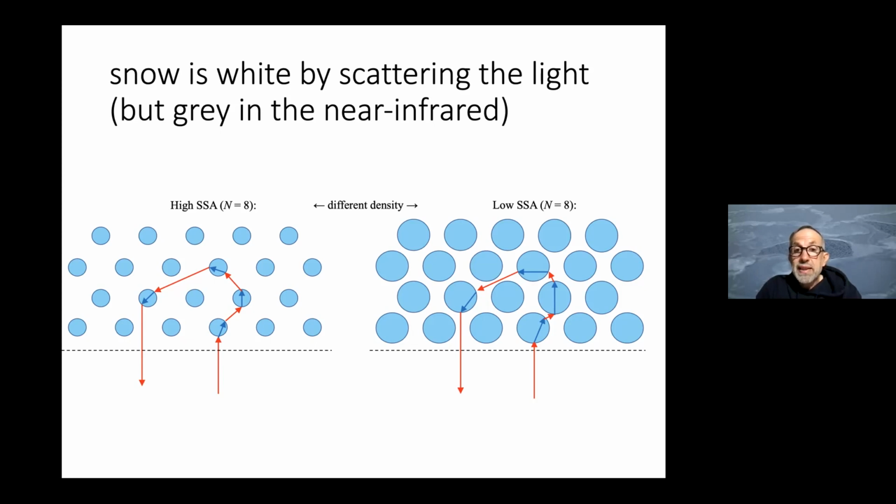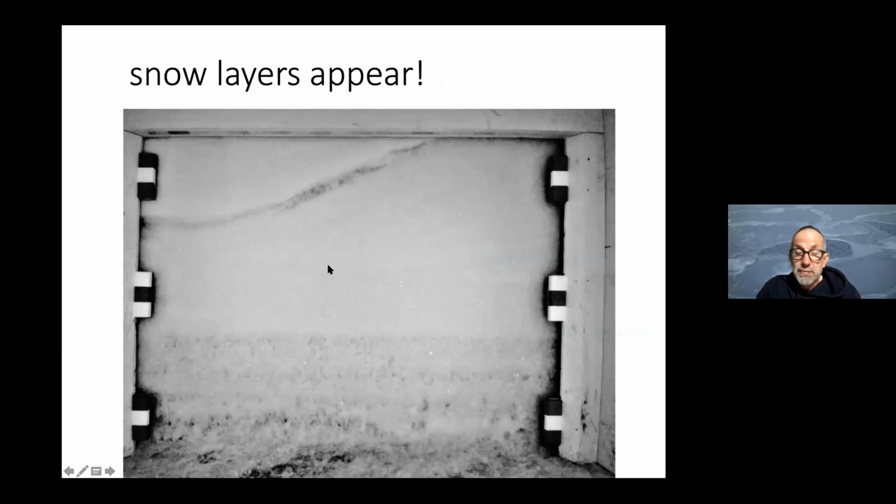And when light travels a longer distance in the near infrared, it gets more absorbed. So we see then these two snows in different colors. And here is an example. So we have the brightest snow at the top. The brightest snow is at the top because it's the smallest snow structures.